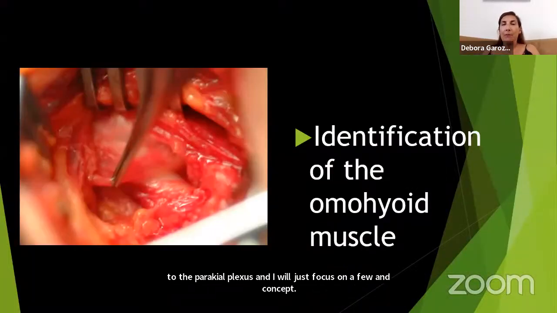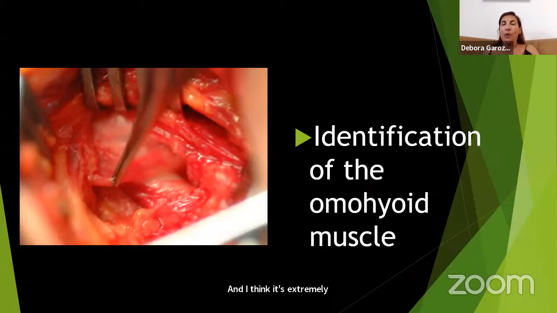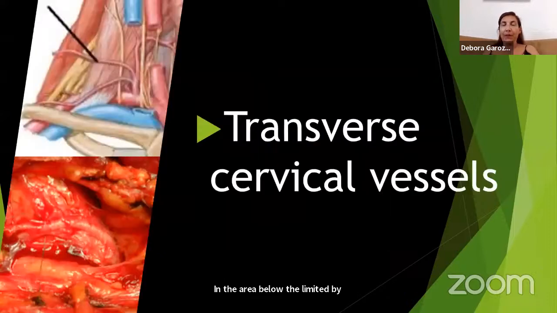I think it's extremely important in the surgery to identify the omohyoid muscle, because you have to aim to perform the scalenectomy in the area delimited below by the omohyoid muscle. The transverse cervical vessels are usually considered a landmark because they run in front of the upper trunk. But I can tell you that in many of these cases, I have seen that they were not there, but running in between the upper and the middle trunk. And as I said, probably responsible for the neurovascular conflict.